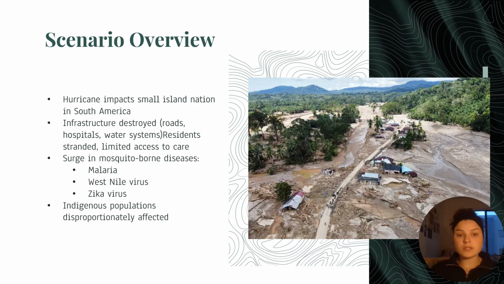The environmental conditions following the hurricane have also caused a lot of standing water and humidity, which created ideal breeding conditions for mosquitoes. As a result, there's been an increase in vector-borne diseases such as malaria, Zika virus, and West Nile virus. Indigenous communities are experiencing a disproportionate impact due to pre-existing health disparities, limited access, and just general geographic isolation.